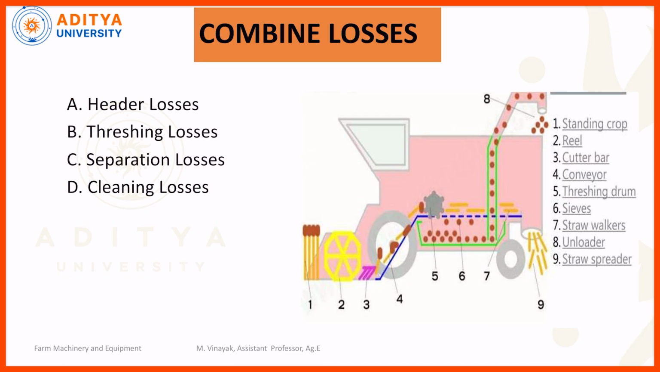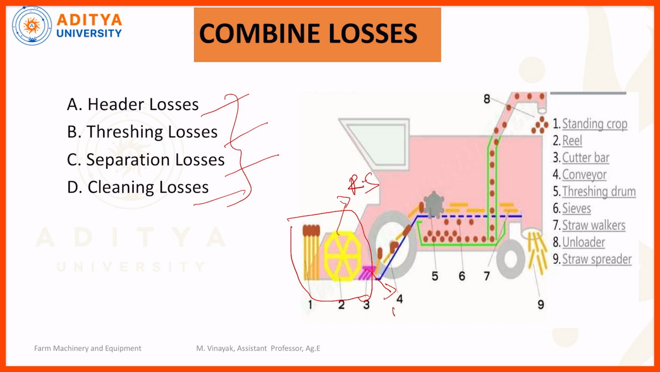So here the combine losses are divided into four sections: header loss, threshing loss, separation loss and cleaning loss. In the header loss, we can see the causes of the header loss. Both reel speed and cutter bar are considered here, and header losses will be carried out here.